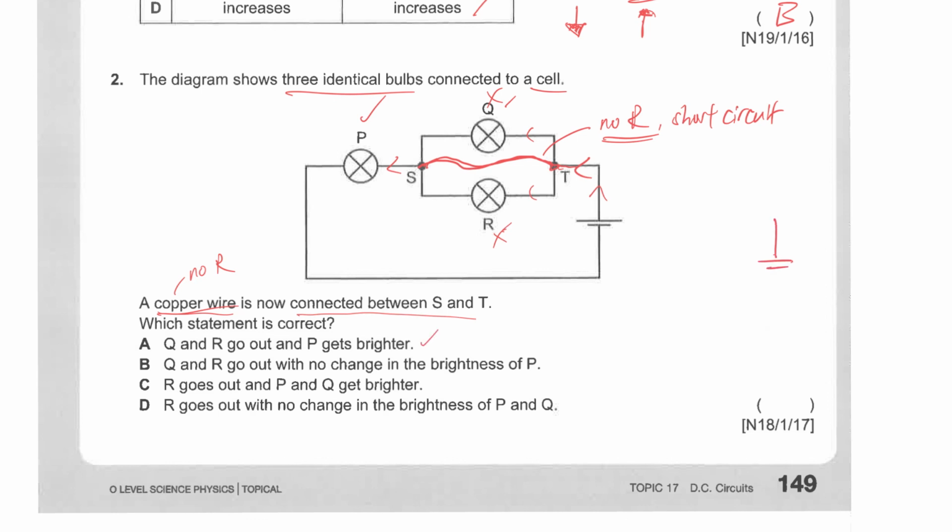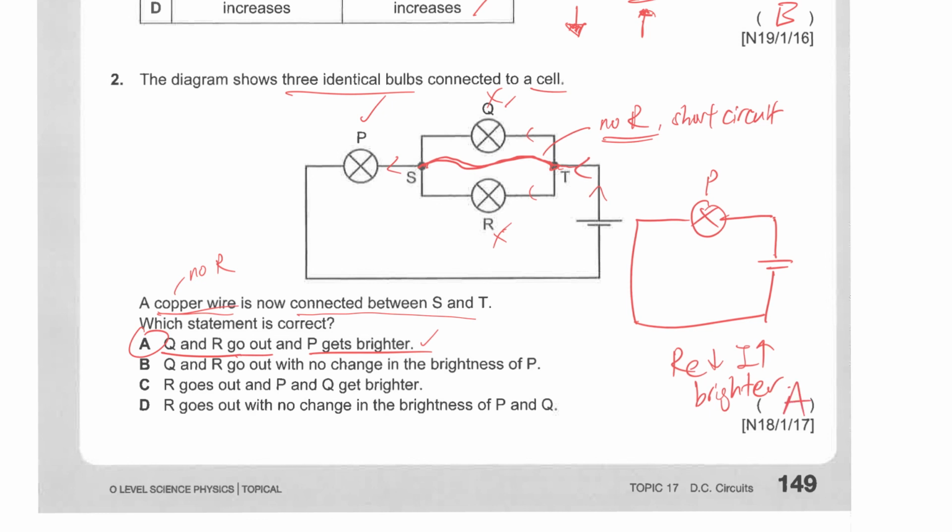And P will be brighter than just now, because right now, if you take a look at this, Q and R are redundant, so this whole circuit is only left with your P, and the total resistance of the whole circuit compared to just now will be lower, so the current will be higher, therefore it will be brighter. Okay, so Q and R will go out while P will become brighter, so the answer is A.